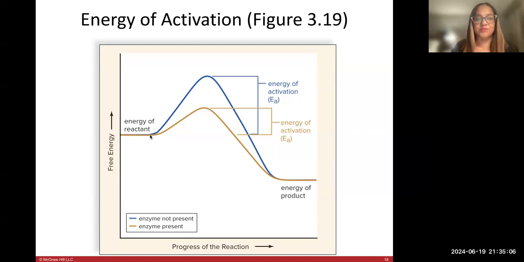On the bottom, when the enzyme is present, all it does is lower that hill a little bit. So you don't have to push the boulder up so far. So the activation energy is lowered in the chemical reaction with the enzyme.